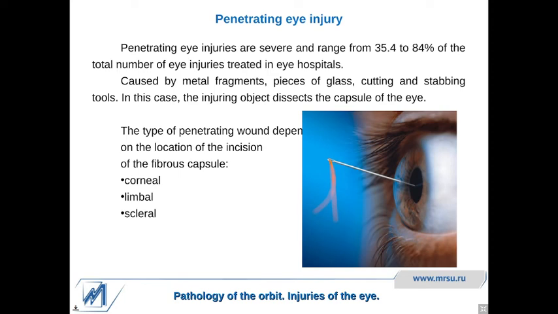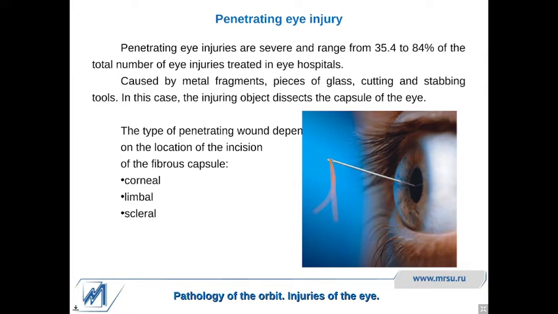Okay, penetrating eye injury. These injuries are severe and range from 35 to 84% of the total number of eye injuries treated in the eye hospitals. Very wide range. Caused by metal fragments, pieces of glass, cutting, and stabbing tools. In this case, the injuring object dissects the capsule of the eye.